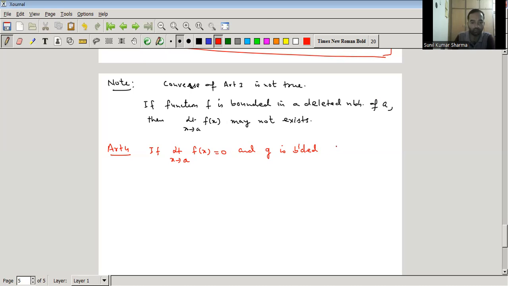So g is bounded in a deleted neighborhood of a. Then what is the limit of the product of f(x) and g(x)? Then limit x goes to a, f(x) into g(x), that is equal to 0.